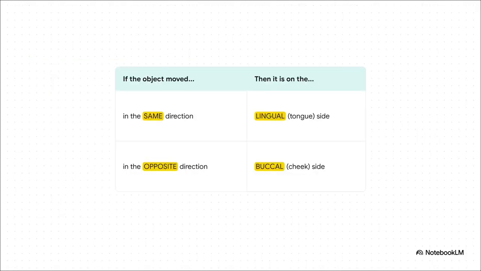And here is how that one clue cracks the entire case. If the object appears to move in the same direction as the camera, it's on the lingual or tongue side. If it moves in the opposite direction, it's on the buccal or cheek side.